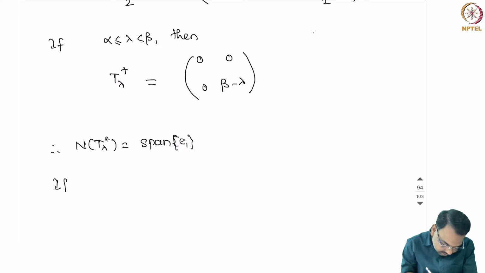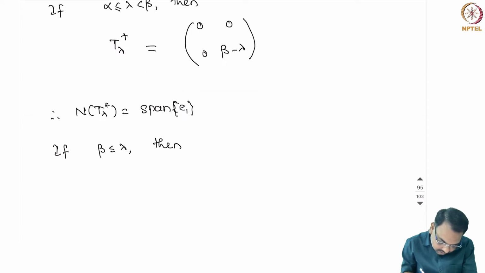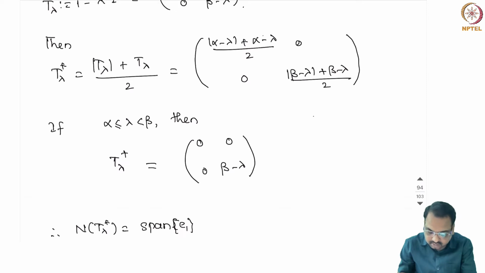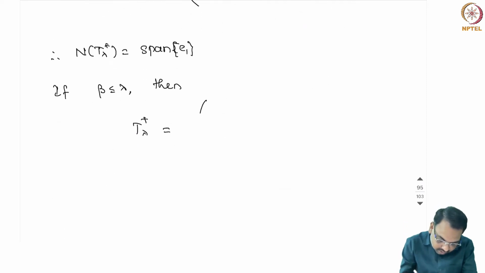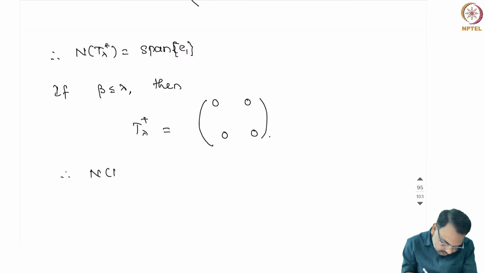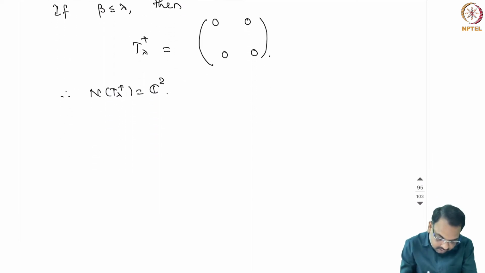So if beta is less than or equal to lambda, then we have T lambda plus, lambda bigger than beta means beta minus lambda is negative. In this case you will get the whole operator to be 0 0 0 0. So the null space of T lambda plus is the full space C2. So using this we can write down the spectral projection, or spectral family, generated by E lambda.